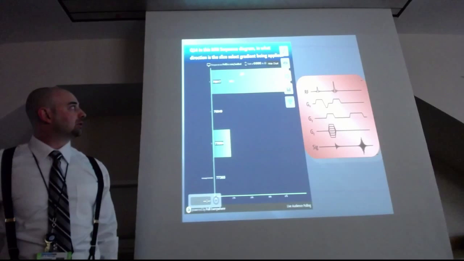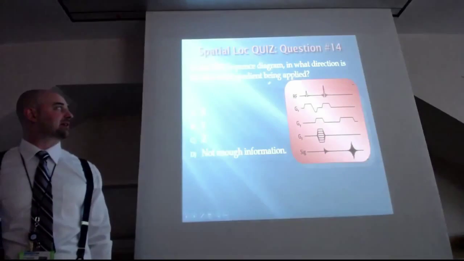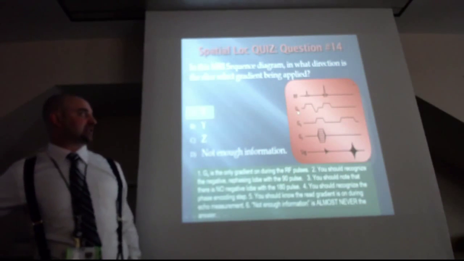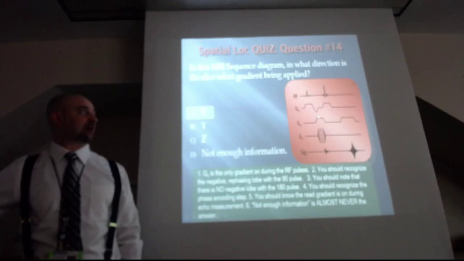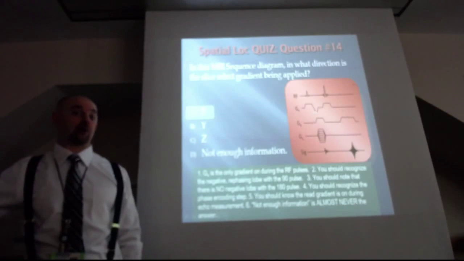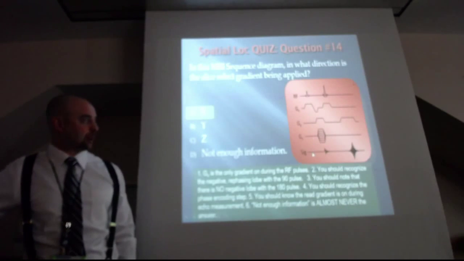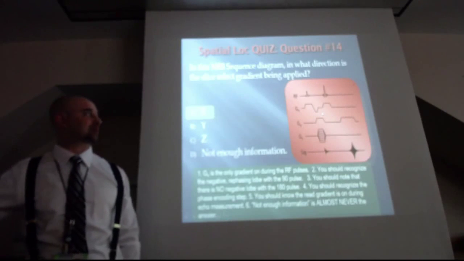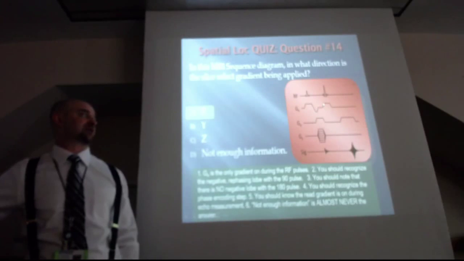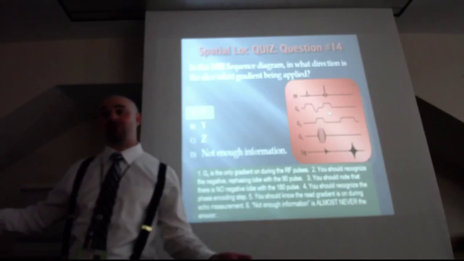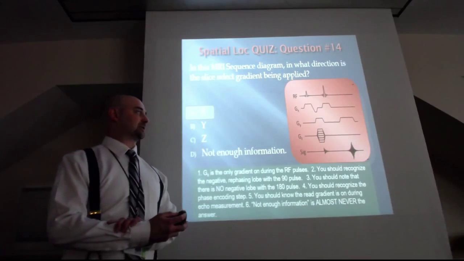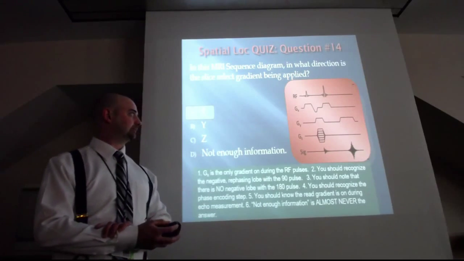Okay, good. Most people said X, and of course X is the correct answer. When you look up here, you can see that the slice select gradient has to be applied while the RF pulse is being applied. So no other gradient is on during this time except for the X gradient in this picture. That means this is the slice select gradient. Okay, and it's also applied, of course, during the 180 pulse because you have to selectively excite whatever's in your slice. Okay, good. Any questions?